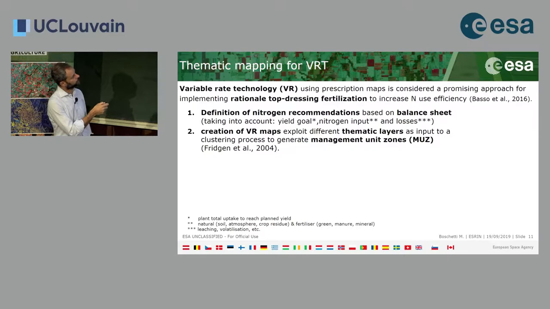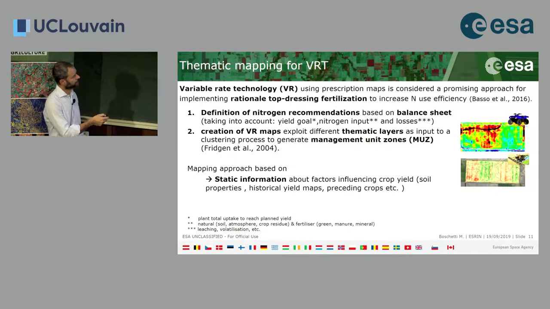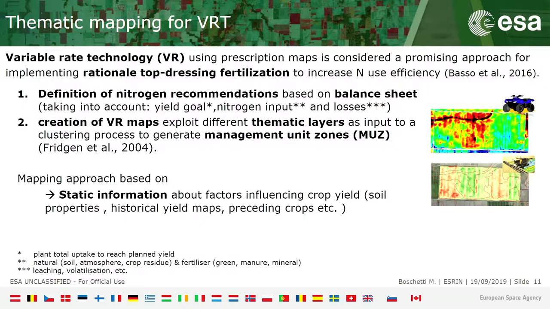So to do that, we have to create variable rate maps. As I told you, these are maps that can go in the tractor, creating management unit zones, so splitting the field into areas that are managed in a different way according to the needs and the crop characteristics. To create these maps, we can use static information related to the soil properties, the historical yield of this specific field, or the preceding crops. But as you can imagine, that information is not available for everybody and needs techniques and recording systems.